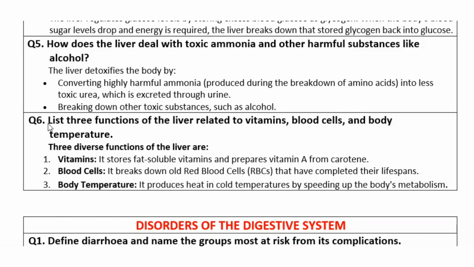Question number six, list three functions of the liver related to vitamins, blood cells, and body temperature. Three diverse functions of the liver are: Vitamins, it stores fat soluble vitamins and prepares vitamin A from carotene. Blood cells, it breaks down old red blood cells that have completed their lifespan. Body temperature, it produces heat in cold temperature by speeding up the body's metabolism.